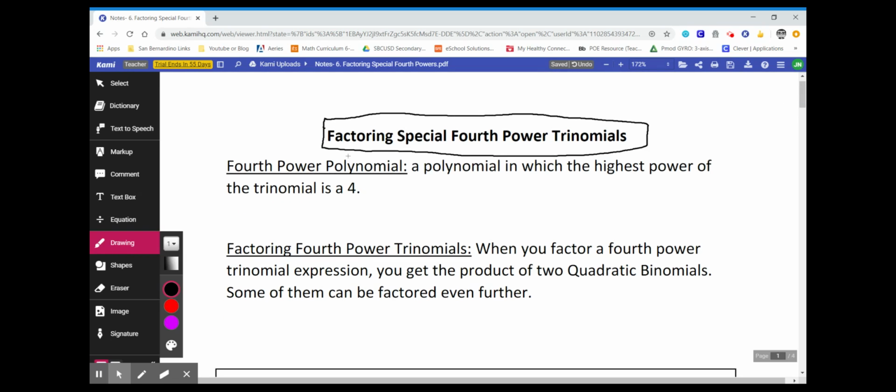First of all, fourth power polynomial. In this case, a fourth power polynomial is basically any polynomial with a degree of 4 as the maximum power. And when we're factoring fourth power trinomials, it is the exact same thing as what we did when we factored quadratics. So that's why I'm saying you're not going to be learning anything new. You're going to be getting the product of two binomials, but in this case, it's going to be two quadratic binomials. And then we'll go into more detail once we do some examples.